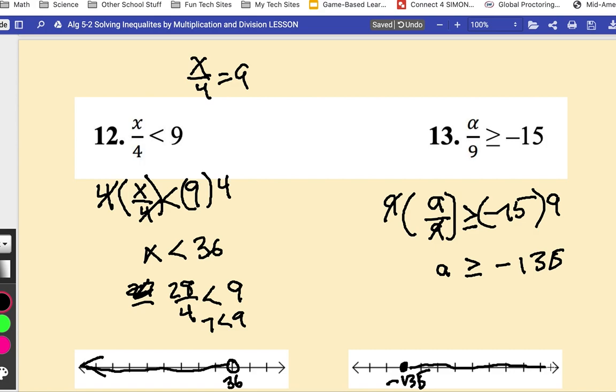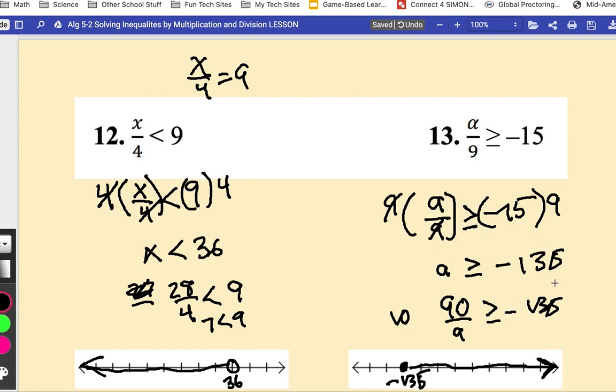And again, we're getting a glitch going on here, but that's just how it goes. If I picked a number that's greater than negative 135 and divisible by 9, let's take 90. If I put 90 in, 90 divided by 9, is that greater than or equal to negative 135? Well, that's 10, and 10 is definitely greater than a negative number, especially a larger negative number, negative 135.